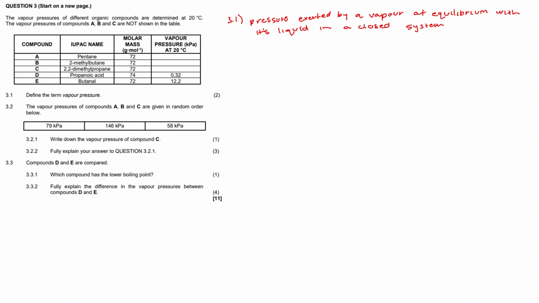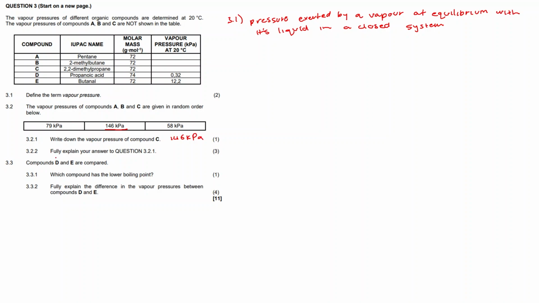Compound C we can see is 2,2-dimethylpropane. Therefore, it has more branches than compound A and compound B. This will cause it to have the lowest boiling point, as it has the smallest surface area, and small surface area means a lower boiling point. And since boiling point and vapor pressure are inversely proportional, compound C will have the highest vapor pressure. Therefore, it would be 146 kilopascals.